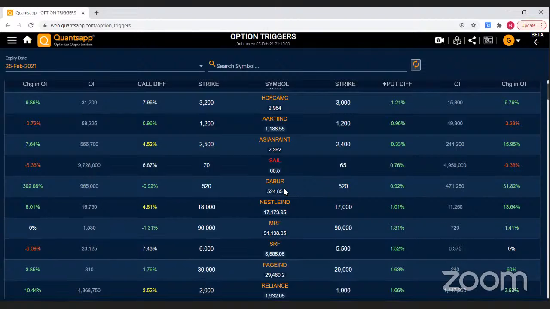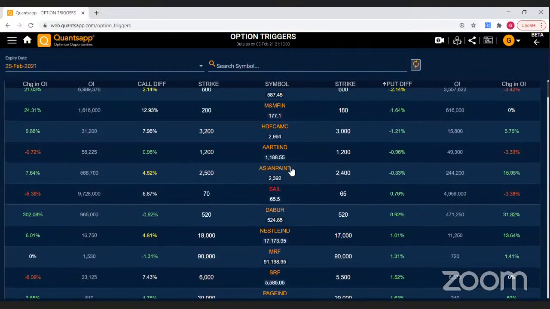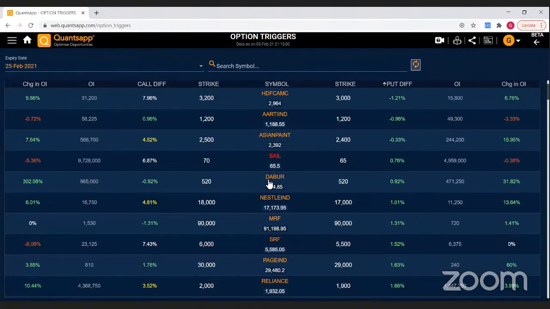Then we have Dabur, Asian Paints. Let's take Dabur. Dabur is at 524 and the highest put is at 520, a difference of almost 1%. You can see at this level, put writers are adding more and more positions, showing confidence. So they are providing more support here. If this breaks, there might be more immediate support levels, but they are showing more confidence here, and that's why they are adding more positions.